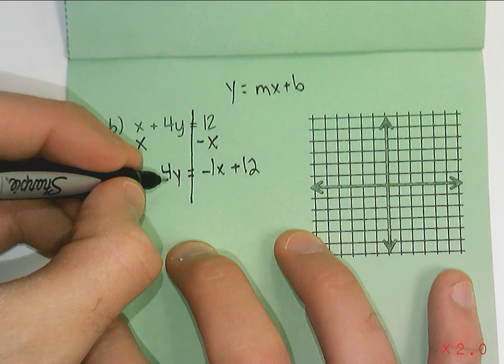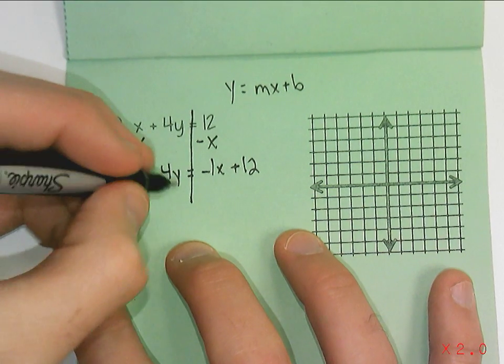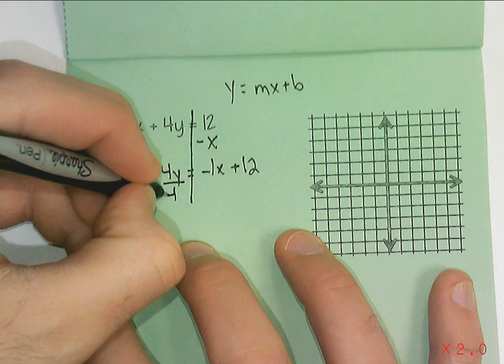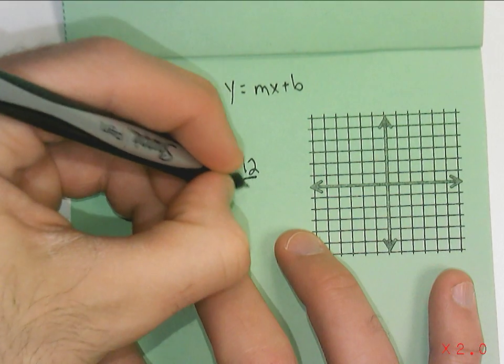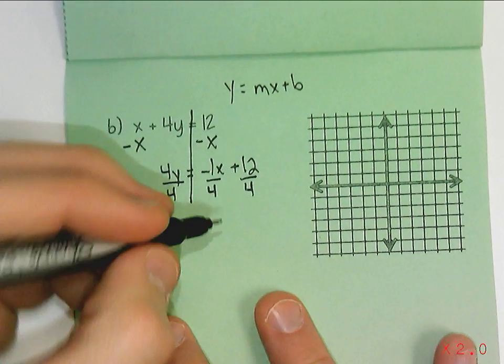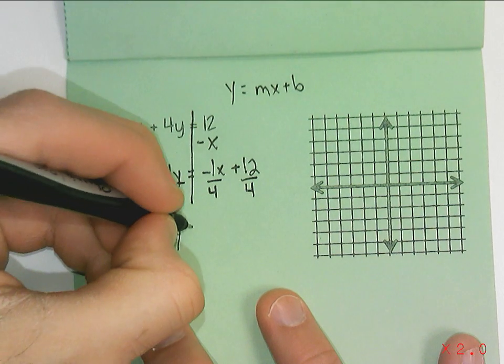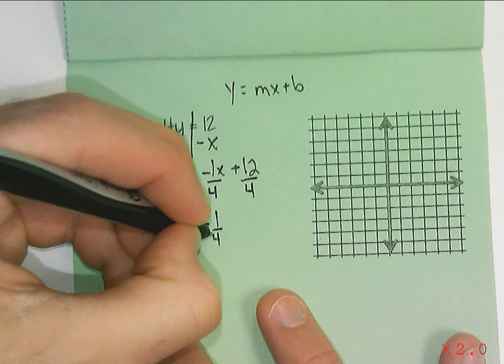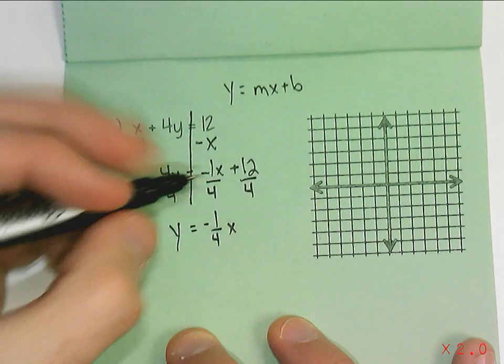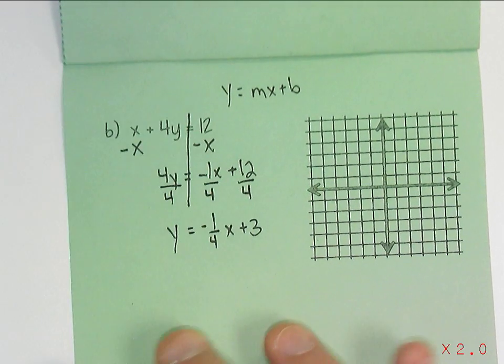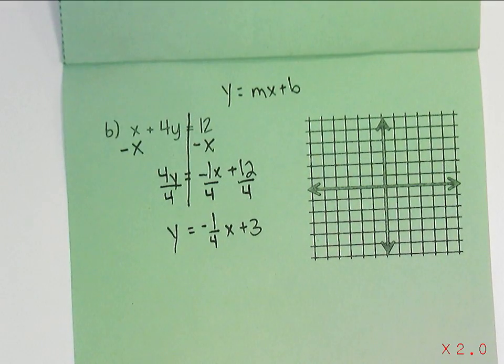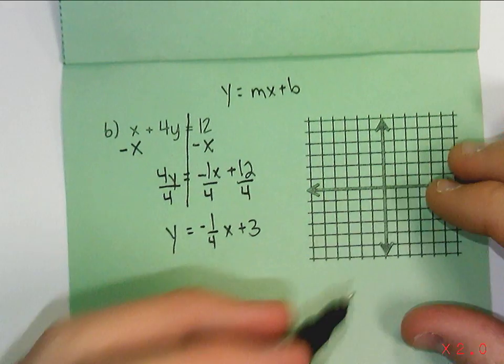Next, I need to get rid of this 4 with this y. They're multiplied, so division undoes multiplication. Remember, divide everything by 4. So I would end up with y equals negative 1/4 x. 12 divided by 4 is 3, so plus 3. That's in slope-intercept form. We can go ahead and graph that.